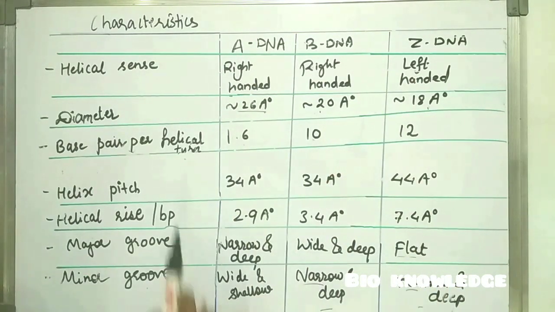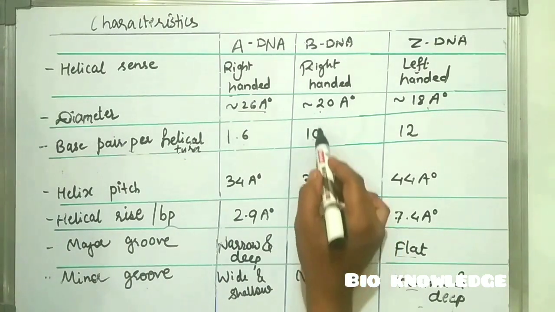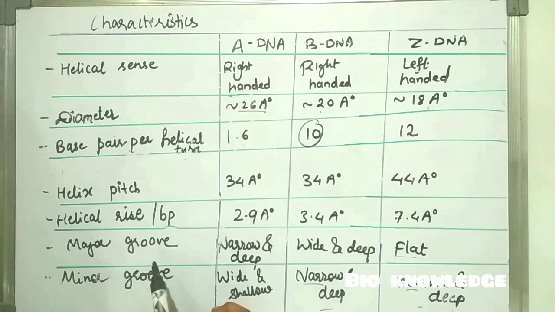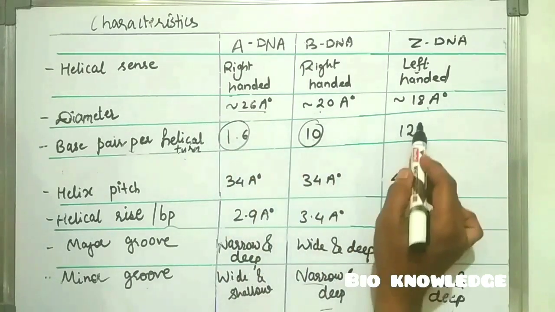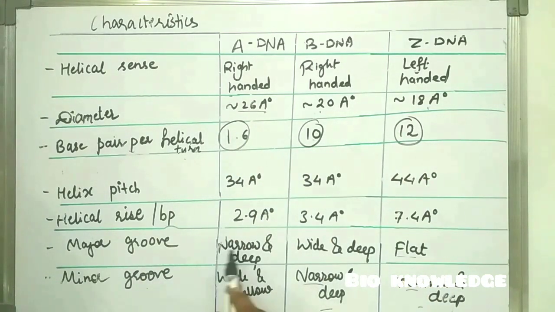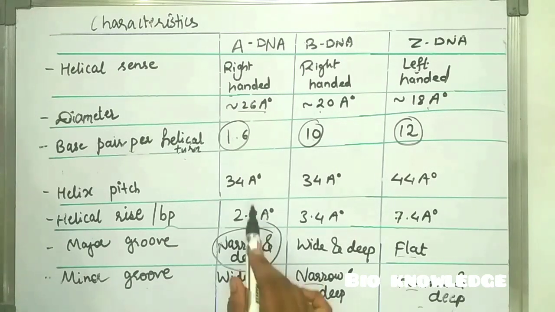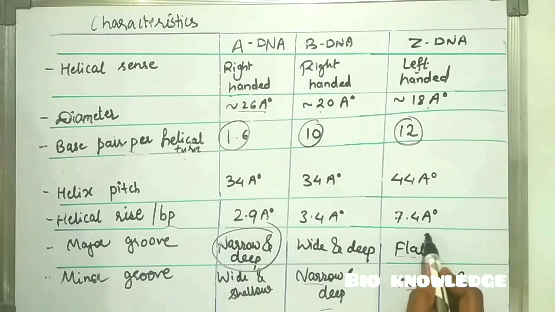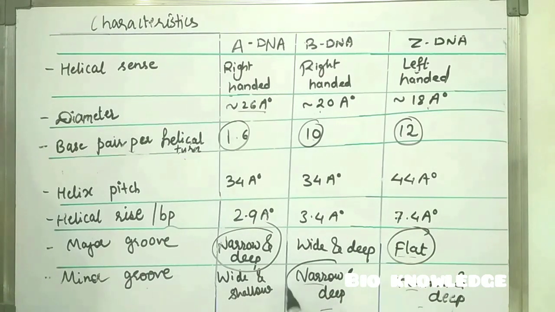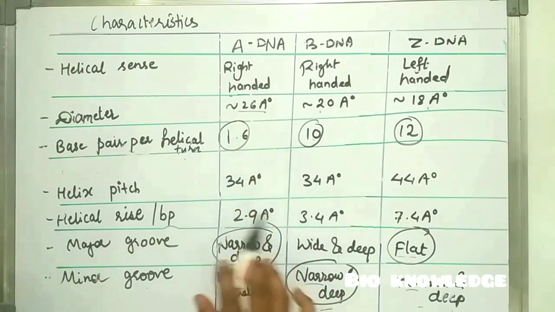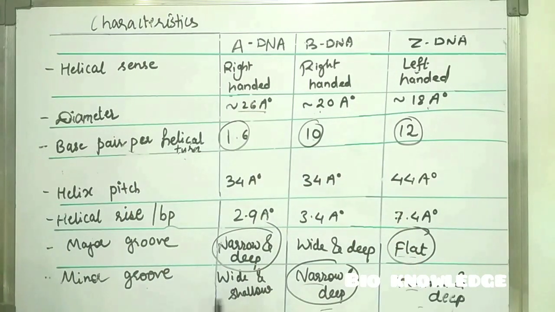It's a very important point for MCQs, and in many competitive exams this will be asked. Base pair per helical turn for A DNA, Z DNA, and sometimes they also ask about the major groove in A DNA, the major groove in Z DNA, or the minor groove in B DNA. So you have to learn these things. Just keep this chart in mind, and it will be very useful. This is all about the structure of DNA.